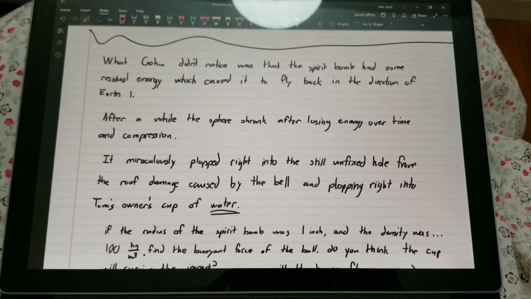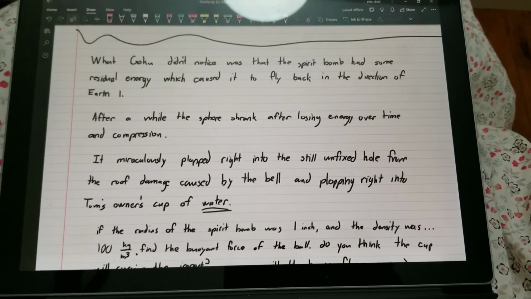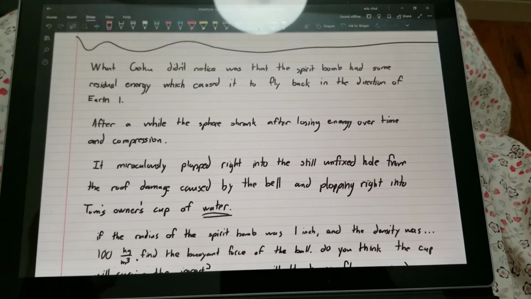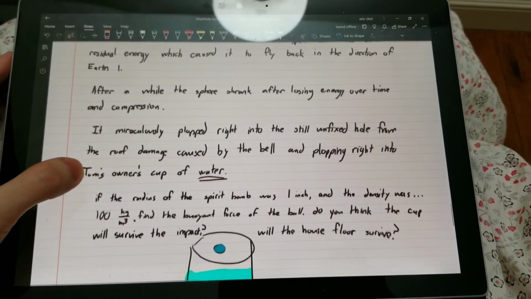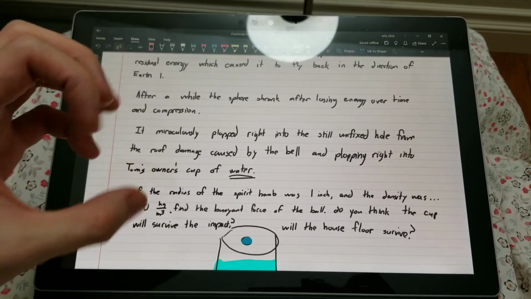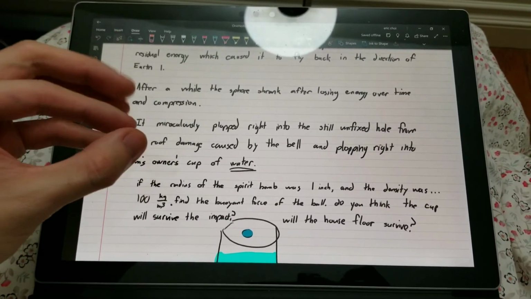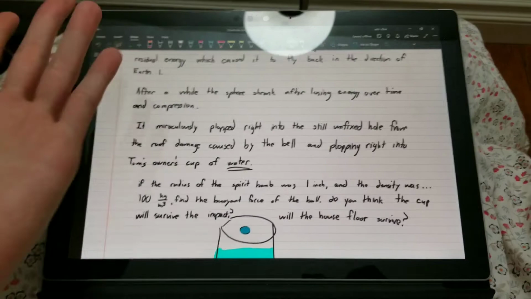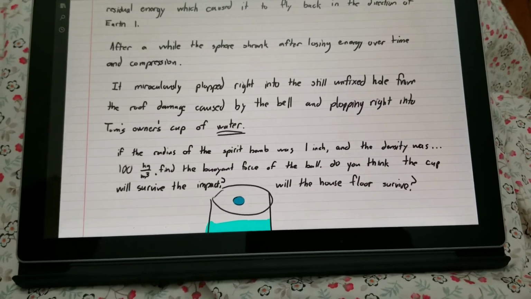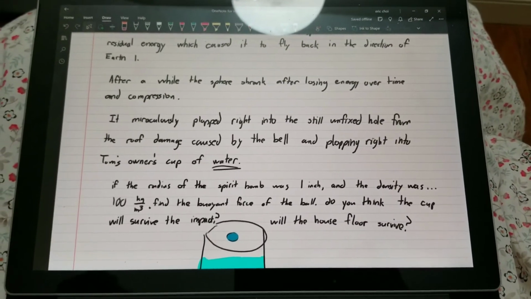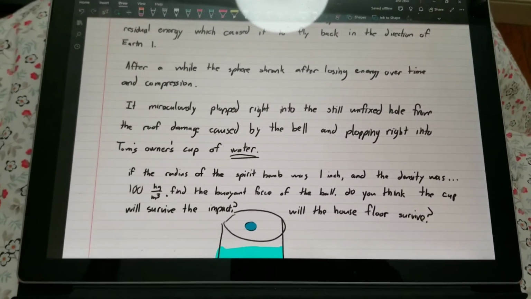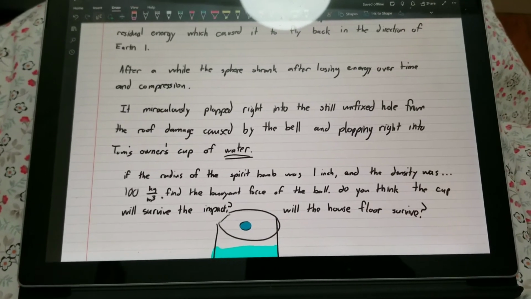What he didn't know, by the end of it, is that the Spirit Bomb actually had some residual energy, which caused it to fly back in the direction of Earth 1. And after a while, the sphere shrank and shrank and shrank using logic that I'm not going to explain just for this problem's plot. So just wing it and accept it as it is, I guess. And it miraculously plopped right into the still unfixed hole from the roof, damage caused by the bell, and plopping right into Tom's owner's cup of water.